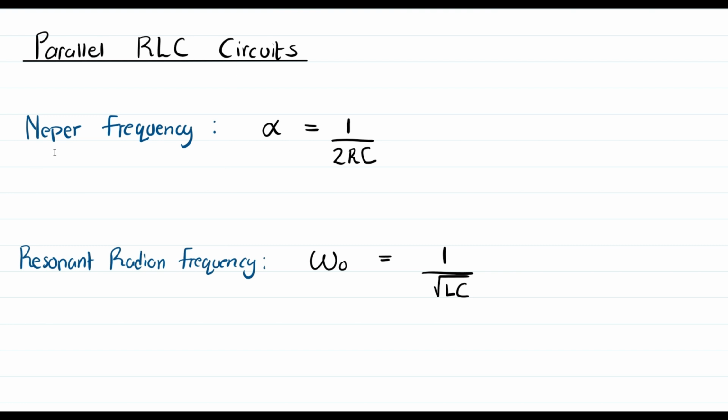So we have the Neper frequency, which is equal to 1 divided by 2RC. And then we have the resonant radian frequency, which is equal to 1 divided by the square root of LC.